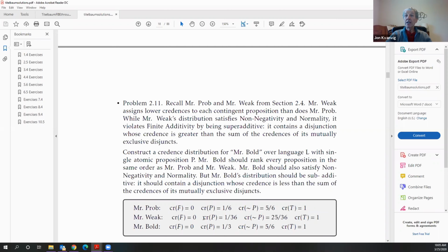Now, Mr. Weak assigns a probability to P and a probability to not P that sum to something less than 1. Mr. Bold makes the opposite mistake. He assigns a credence to P and a credence to not P that sum to something greater than 1. Mr. Prob, on the other hand, honors the probability calculus by assigning credences to P and not P that sum to 1. So there's a chart of how to construct Mr. Bold's distribution to satisfy the subadditivity constraint in the problem.